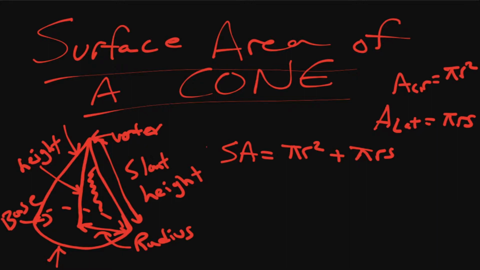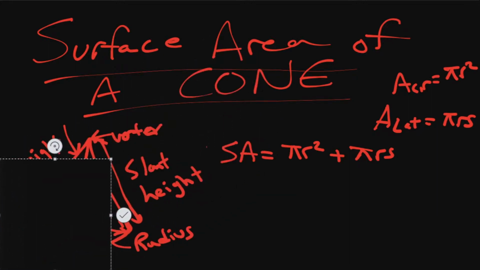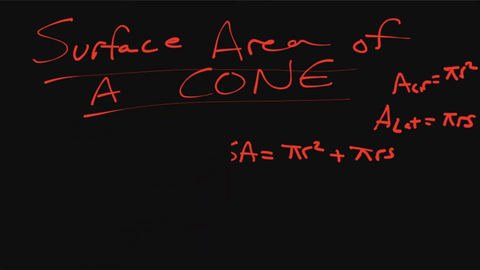So let's try to do an example. Let's just say we had a height of 8 and a radius of 3, and I didn't know what the slant height was, and I wanted to find the surface area, but we absolutely need the slant height.